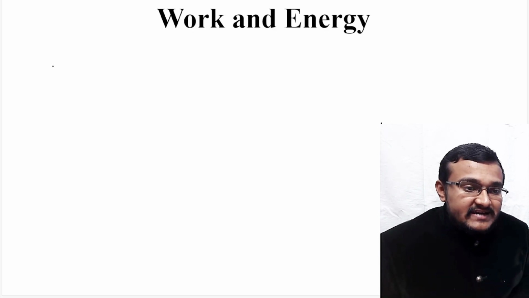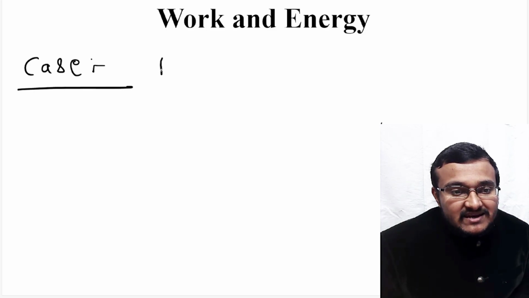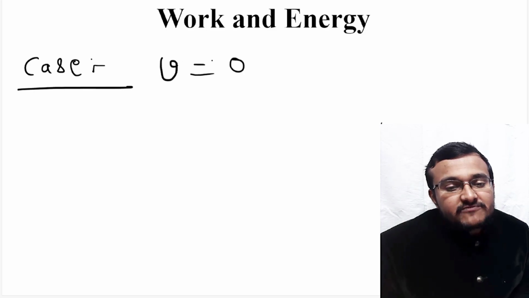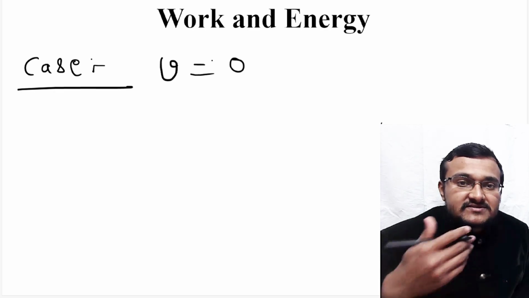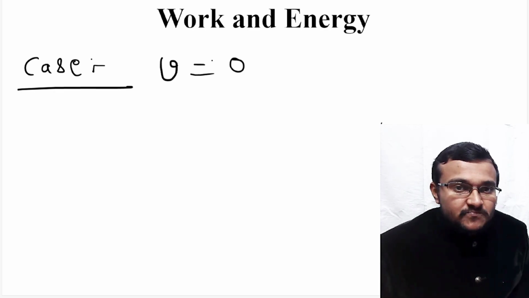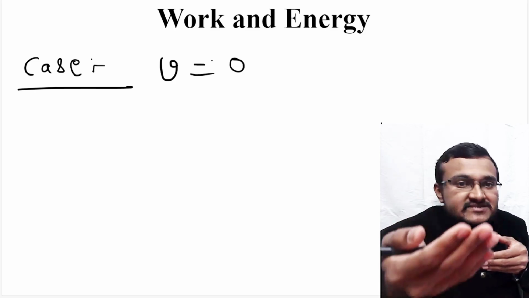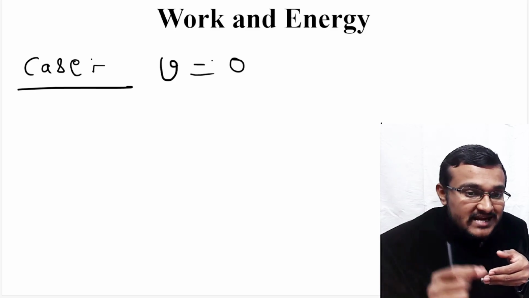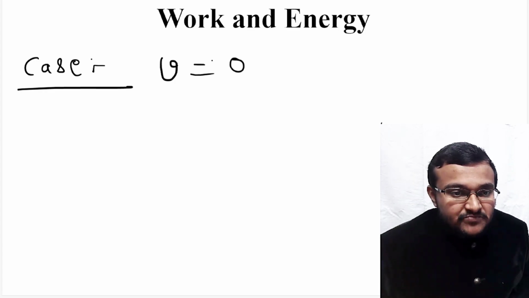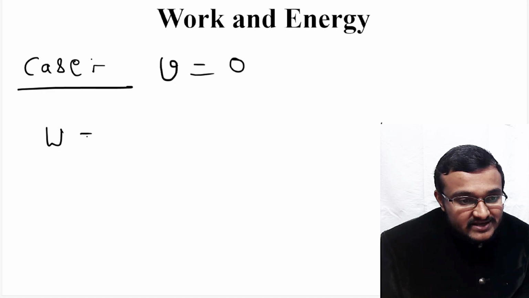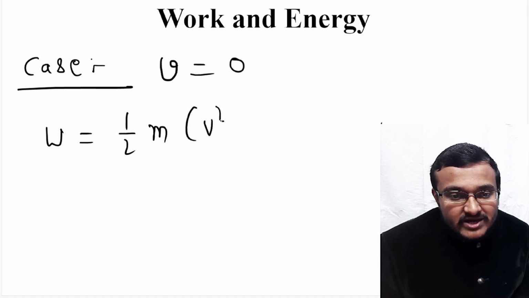So now we will take one particular case. In this case, let us call the initial speed of this particular vehicle or car 0. That means u is equal to 0. So from its 0 velocity or from its 0 speed, it has gained some amount of speed. So that means here initial speed is 0 and some amount of final speed is there. So at that particular instance, W is equal to half m (v square minus u square).